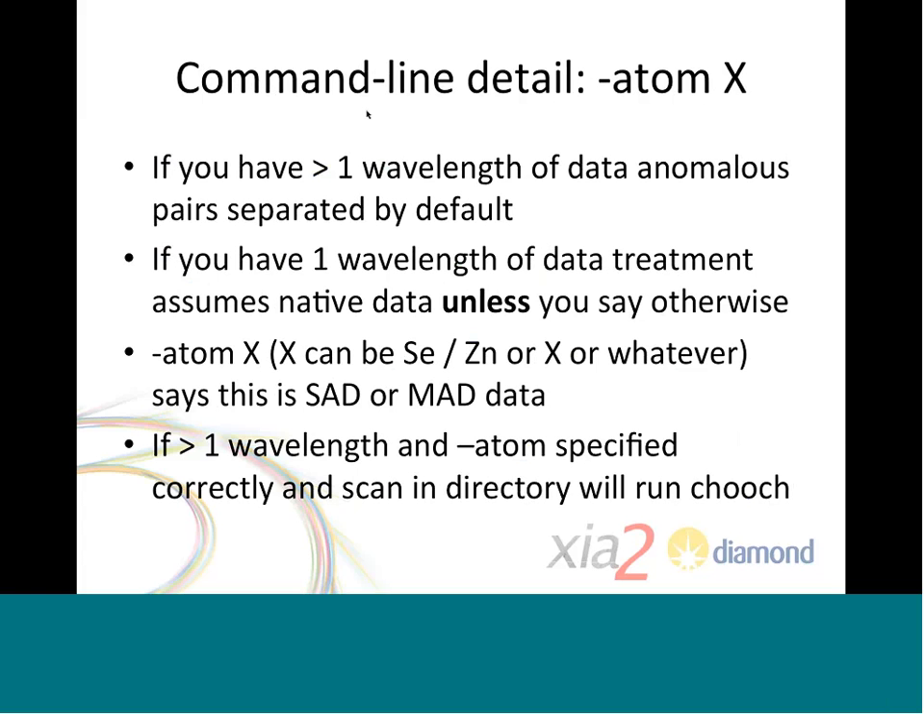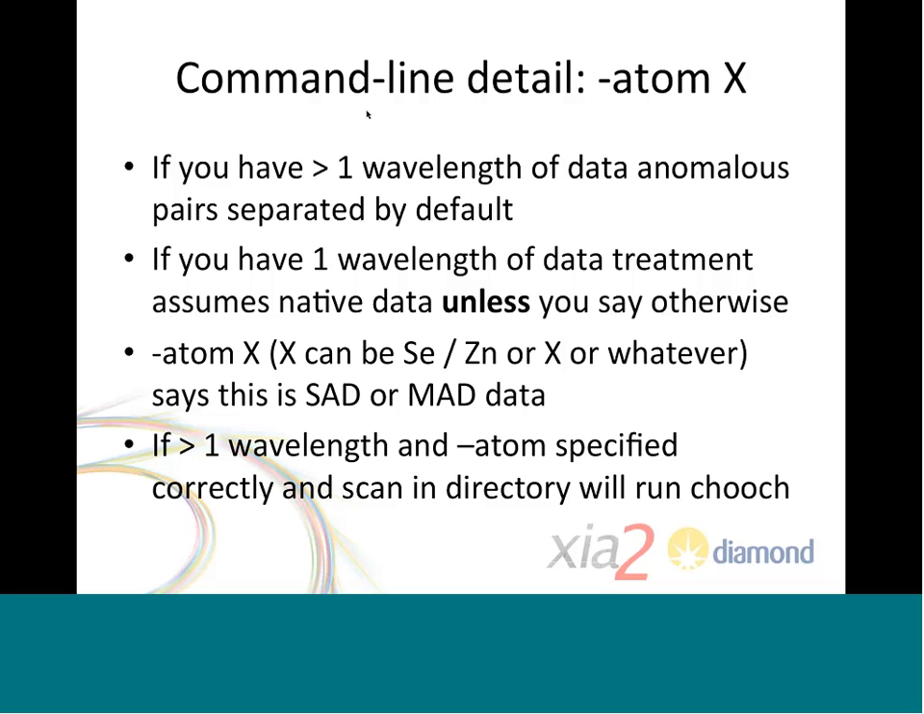If you only have one wavelength, then the data treatment in scaling assumes the data are native, so you've got no anomalous signal unless you tell it otherwise. And the way you tell it otherwise is saying minus atom X, or whatever letter you want to put in there.